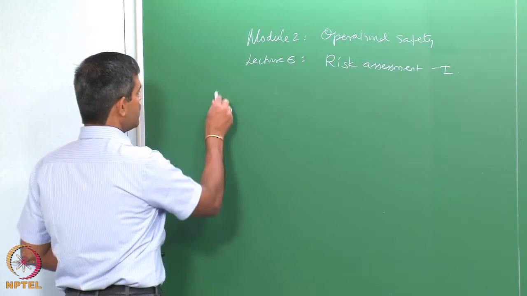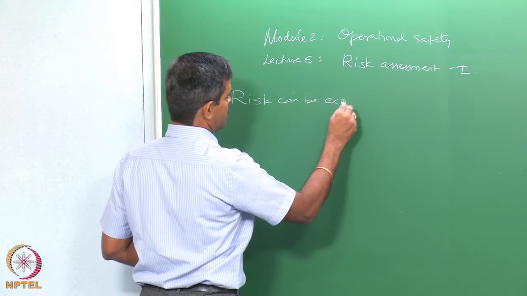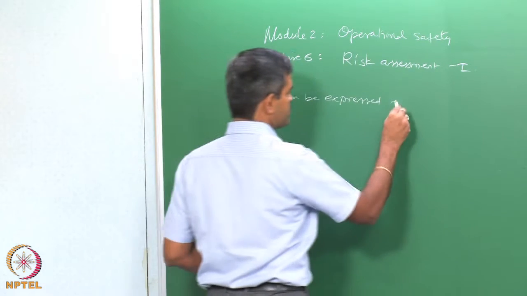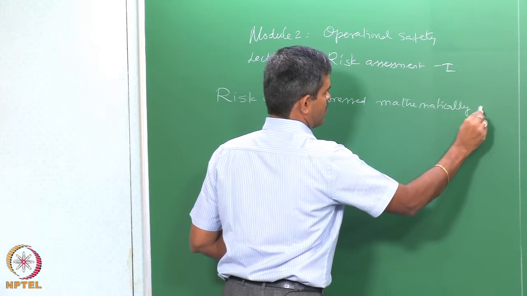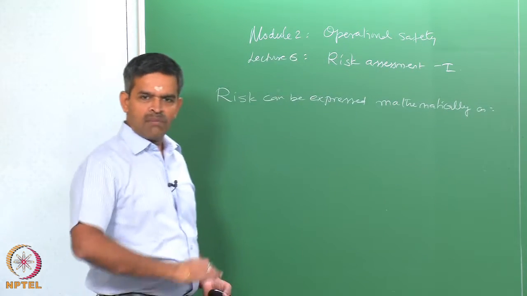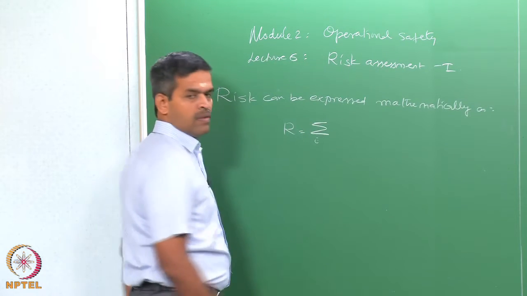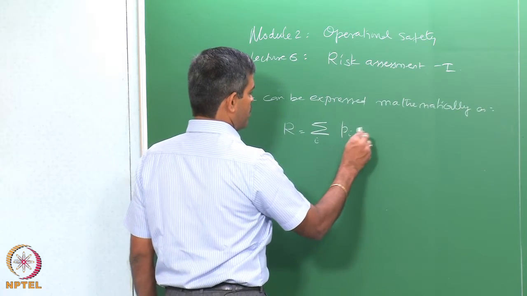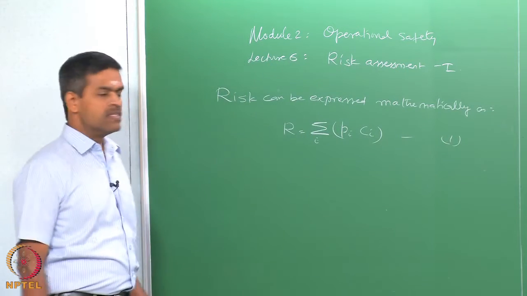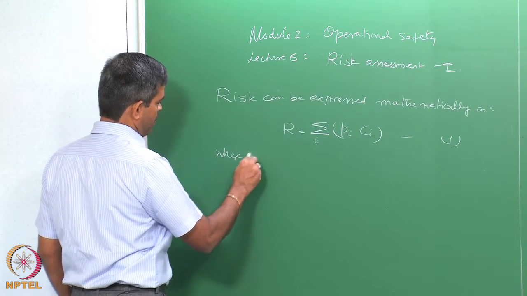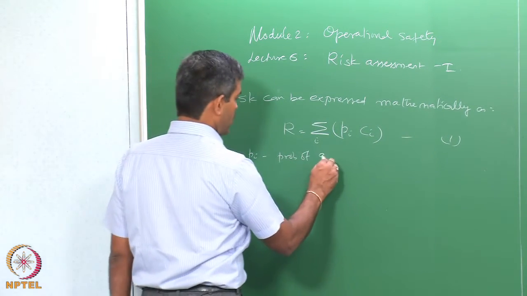We said risk can be expressed mathematically as actually the sum of events or accident sequences. Sum it over i, where Pi Ci is taken as risk, where Pi is the probability of accidents or occurrence of accidents.